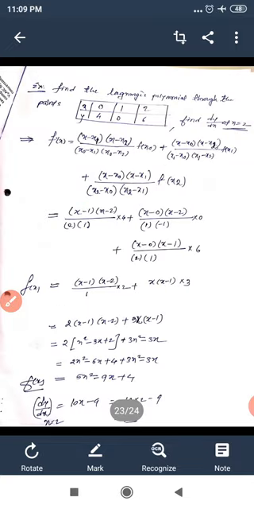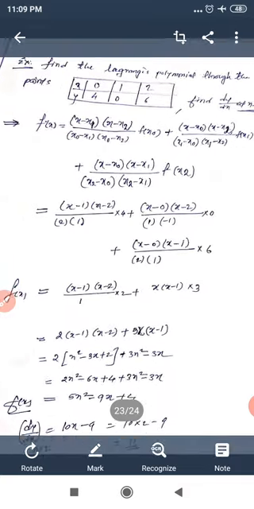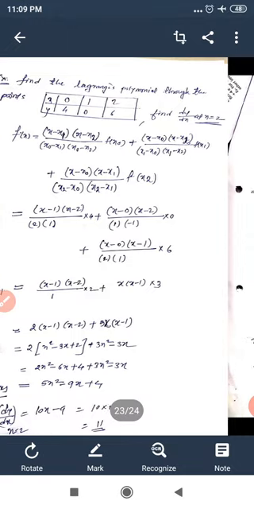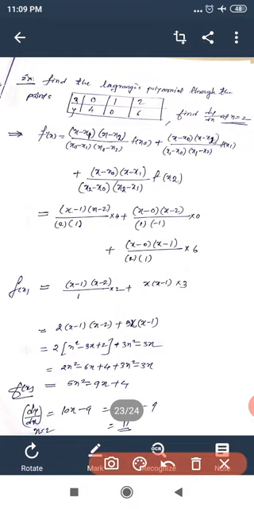Now find the Lagrange interpolating polynomial through the points. Values are given: x equal to 0, 1, 2. Values of y are 4, 0, 6. Also find dy by dx at x equal to 2. First you have to find the polynomial f of x, then take its differentiation and put x equal to 2. Sometimes they also ask for integration: find integration of y at x is equal to 2.